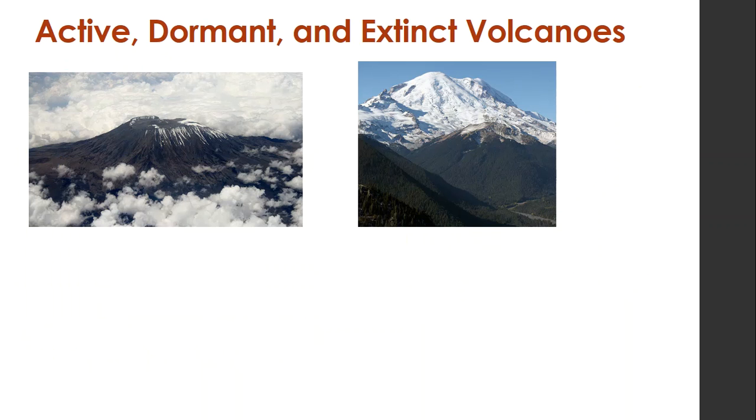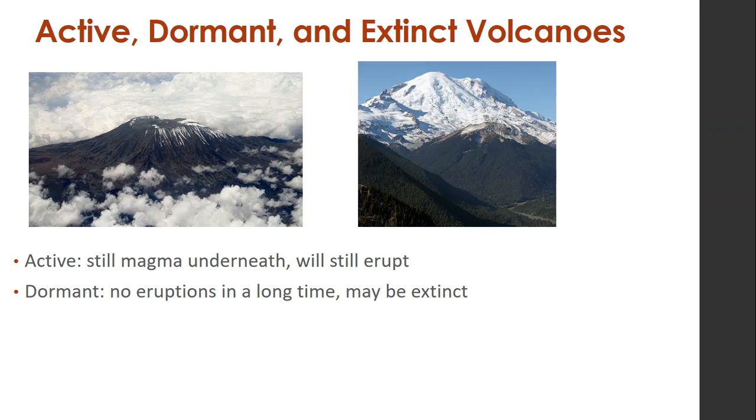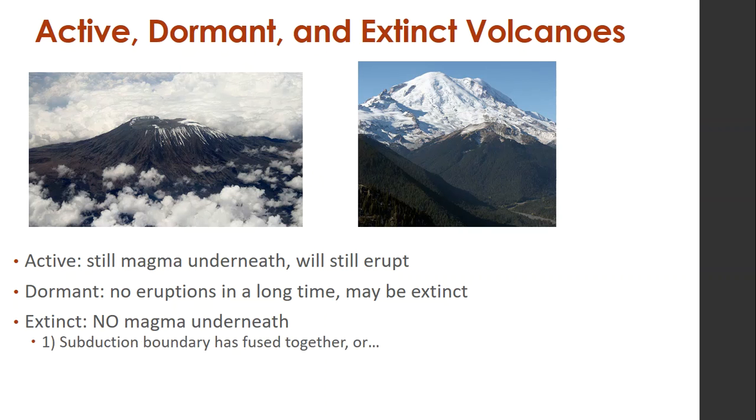So we have three categories of volcanoes, active, dormant, and extinct. Active means that there's still magma underneath it and it will still erupt. Dormant means there is no eruptions in a very long time and it may be extinct. Often we're not sure. It may never erupt again, but it might, but it just has not erupted in a very, very long time. And extinct means there is no longer any magma chamber underneath, so it's definitely not going to erupt. Because either that subduction boundary has fused together or that volcano has moved off of that hotspot.